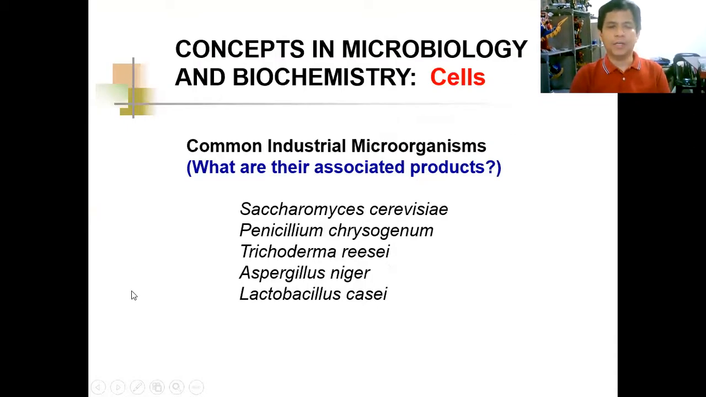Or on the other hand, when you are given the microorganism, you should be able to identify the product it produces. So for example, Saccharomyces cerevisiae produces ethanol. Penicillium chrysogenum produces penicillin. Trichoderma rizae produces cellulase. Aspergillus niger produces citric acid. No? Lactobacillus casei produces lactic acid. It sounds like lactic acid, di ba?